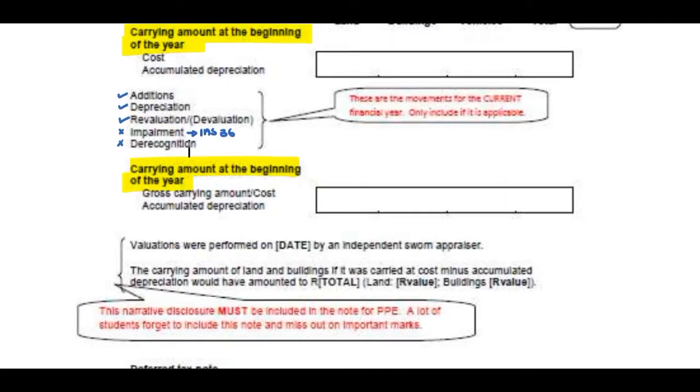Right, and then at the bottom, this is narrative information. Again, you need to explain to your users what happened during the year. Therefore, the readers of your financial statements, you need to indicate what happened during the year. And this is easy marks. Remember, we need to focus on our easy marks.